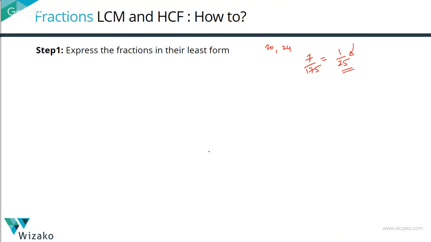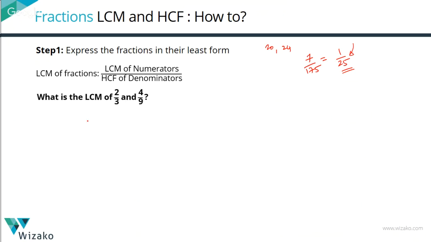After getting that, the next step is using this formula. LCM of fractions is LCM of the numerators divided by HCF of the denominators. Let's consolidate this entire idea with a simple example. Let's find out the LCM of 2 by 3 and 4 by 9. 2 by 3, is it in its least form? Certainly yes. Is 4 by 9 in its least form? There's no factor common between 4 and 9. So it is also in its least form.